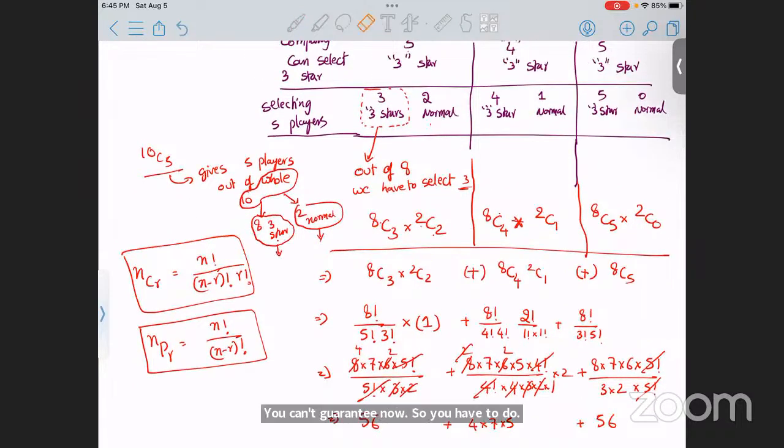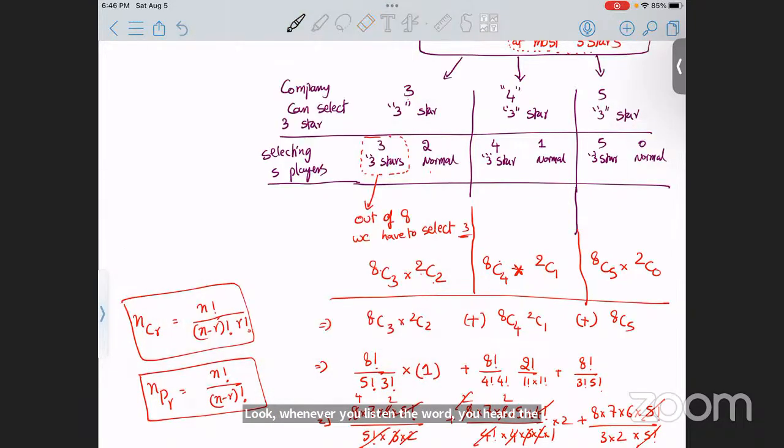So when is it NPR? Okay, just give me a moment. I will tell you. I'm arranging this. Look, whenever you hear the word permutation, permutation is for arrangement. Whenever you hear this, it is arrangement.